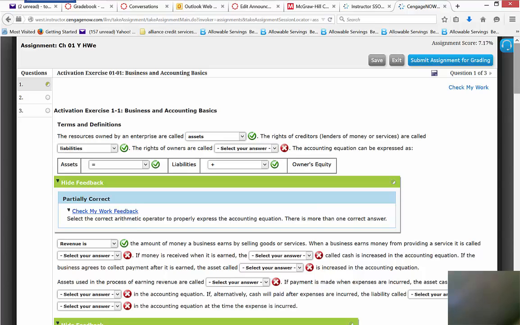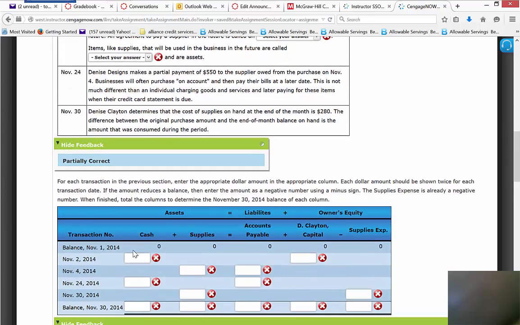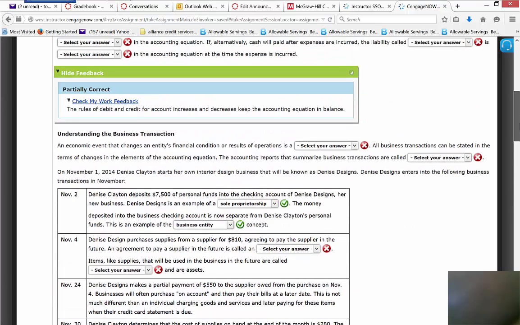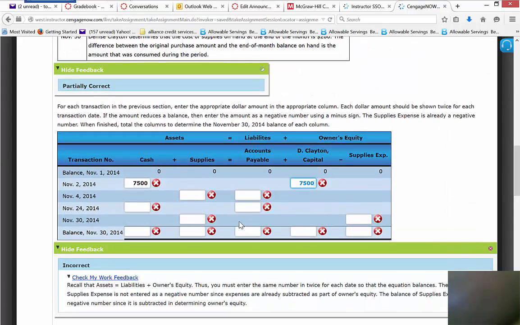Now let's go down here. So here we are. Here's our November 2nd contribution to the business. So we're coming to our accounting system here, and that's an increase in cash of $7,500, and the equation has to balance, and so it's also an increase in the owner's equity, the capital account, $7,500. Okay, so that's what you're doing, is you're walking through and entering each one of these transactions in the accounting equation. And then after you're done, you can run a check and see where your answers are wrong.